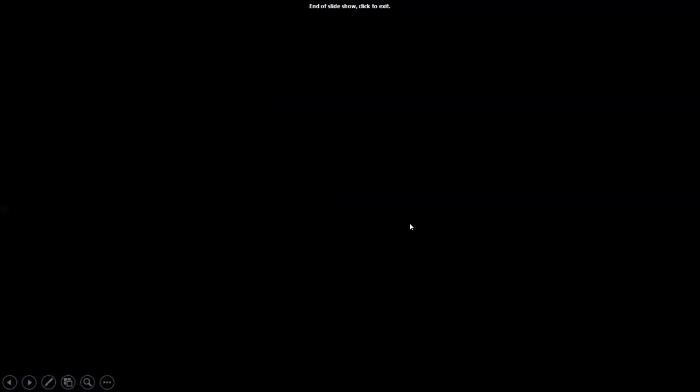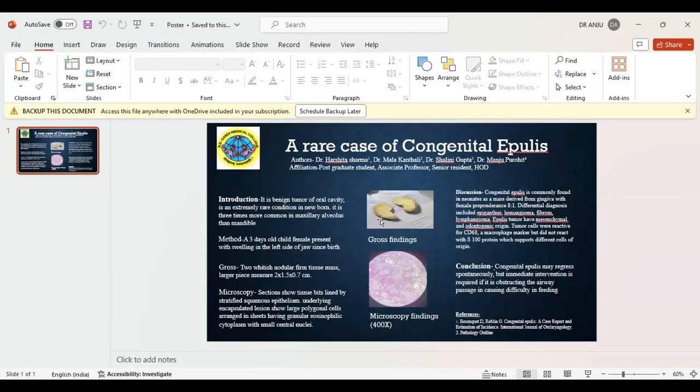Now, in this image, we see 2 soft tissue masses, and in the microscopy, which is at 400x, we see large polygonal cells arranged in sheets having granular eosinophilic cytoplasm with small central nuclei. Now, the discussion. Congenital epulis is commonly found in neonates as a mass derived from the gingiva, with female preponderance of 8:1.